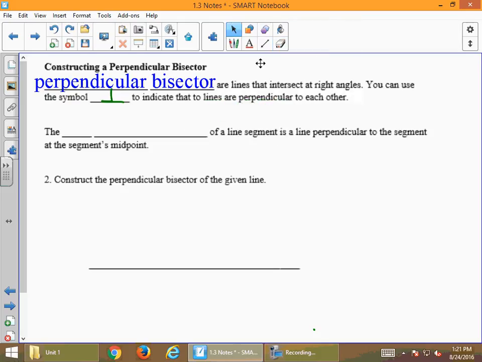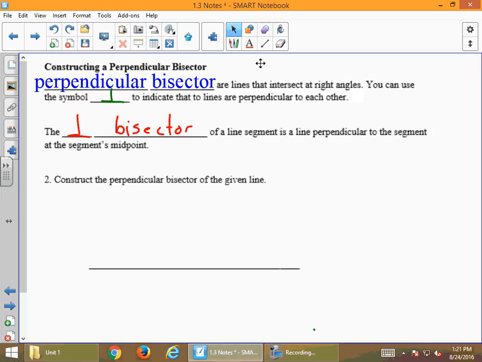Next, the blank of a line segment is perpendicular to the segment at the segment's midpoint. All right, here we go. Try our first symbol out. The perpendicular bisector of a line segment is a line perpendicular to the segment at that midpoint. What that means is this. It's going to cut a segment in half, and that line is going to be right at the midpoint. That's all it is saying.